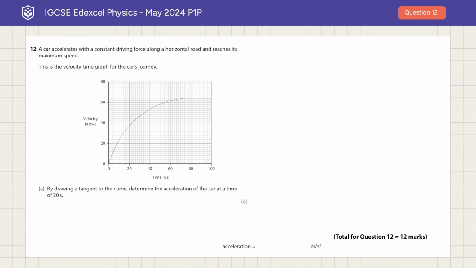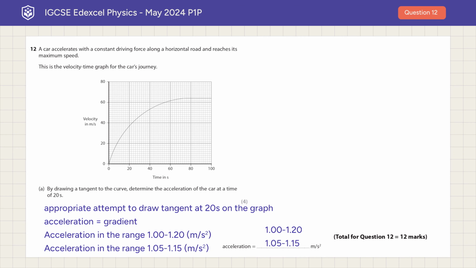Finally, question 12, analysis of a velocity-time graph. To find the acceleration at 20 seconds, you draw a tangent to the curve at that point. The acceleration is the gradient of this tangent, which you calculate by doing rise over run. From the tangent, this should give an acceleration of approximately 1.1 meters per second squared.